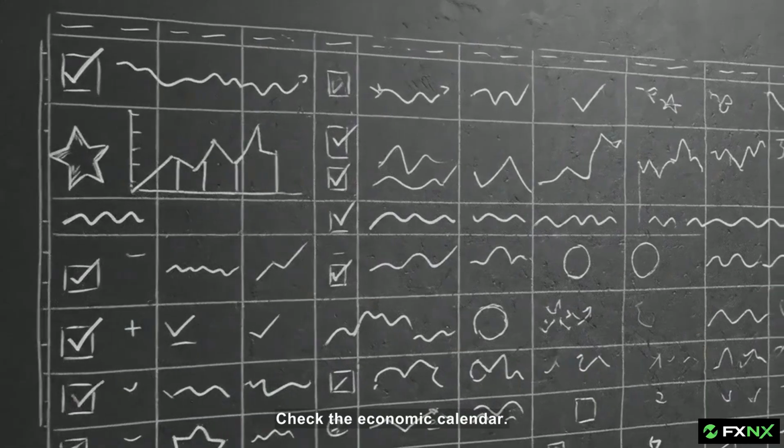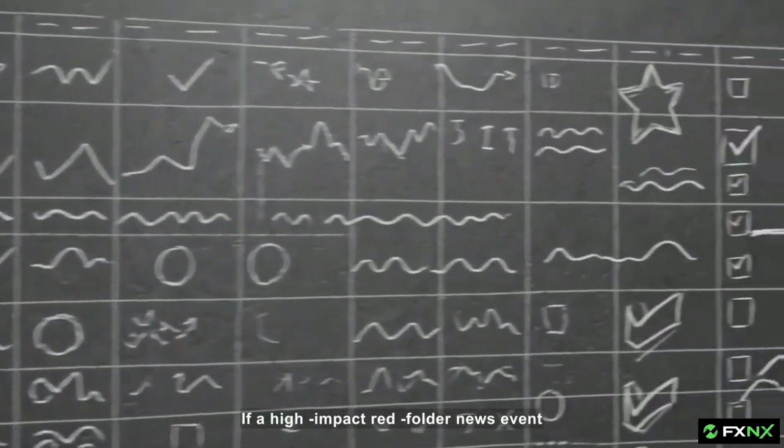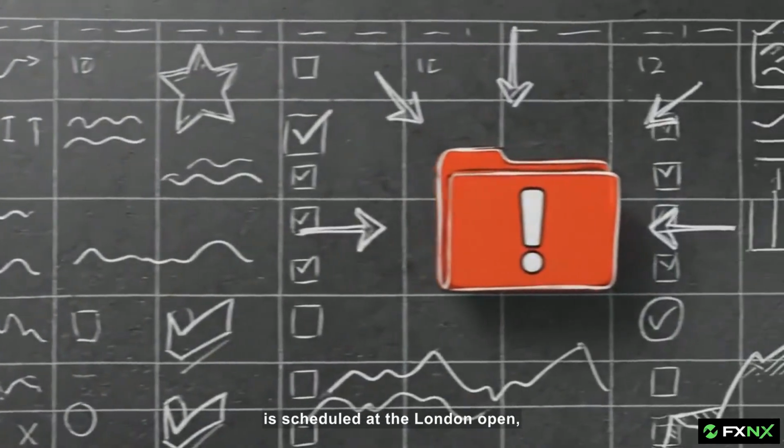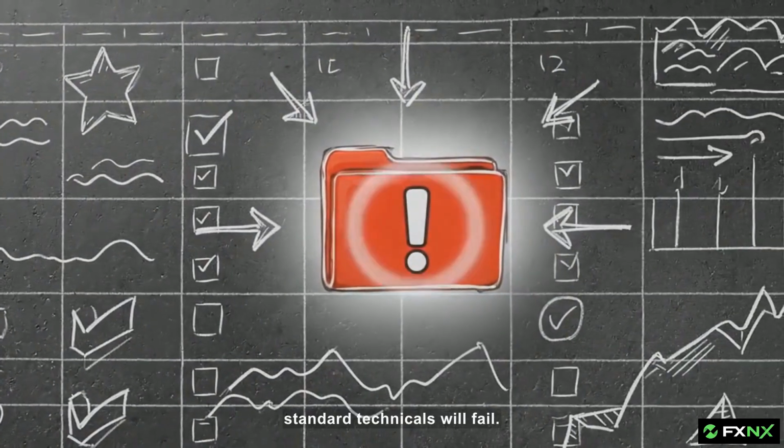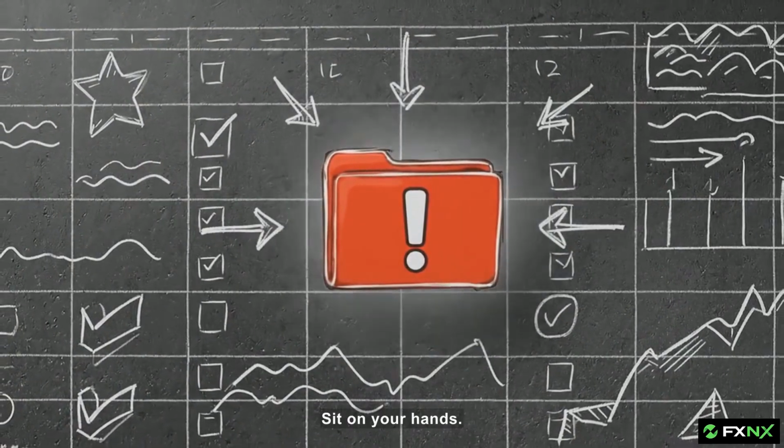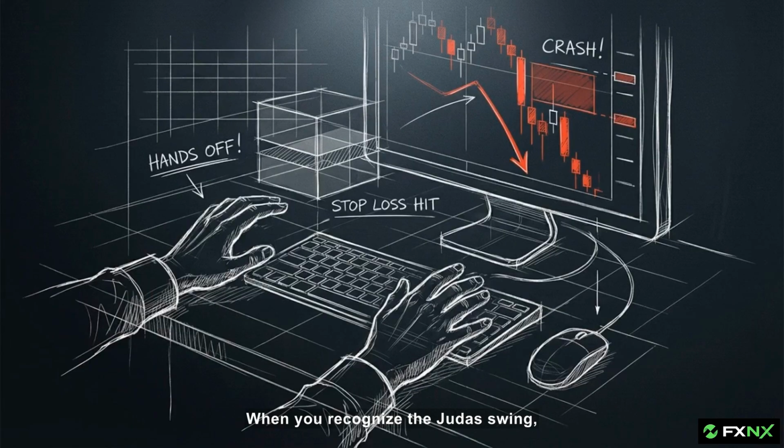Check the economic calendar. If a high-impact red folder news event is scheduled at the London Open, standard technicals will fail. Sit on your hands. When you recognize the Judas Swing, you avoid panic selling at the exact moment institutions are heavily buying.